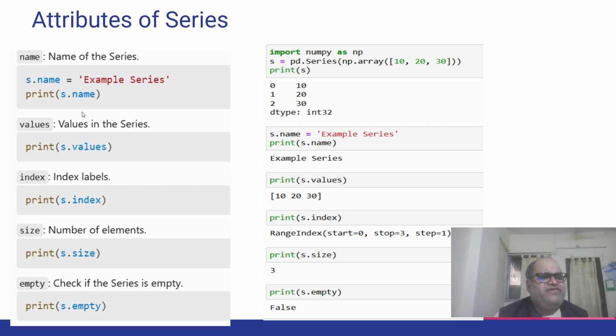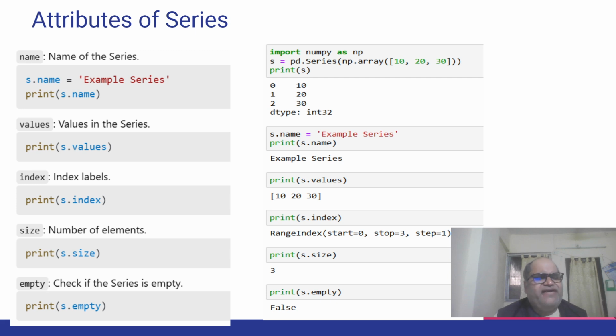So the first one is name. Whatever your variable is, you use a dot and then the name of the attribute. Just to give you a quick overview, you have .name, .values, .index, .size, .empty, and a couple of other less popular ones. So .name is to get the name of this particular series.